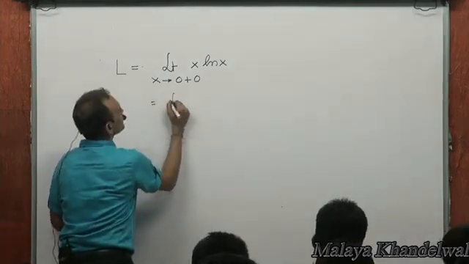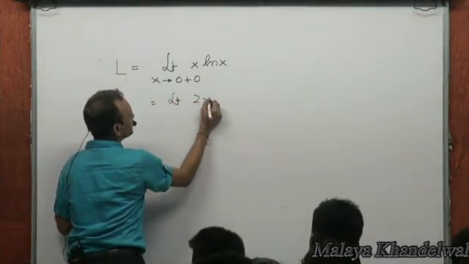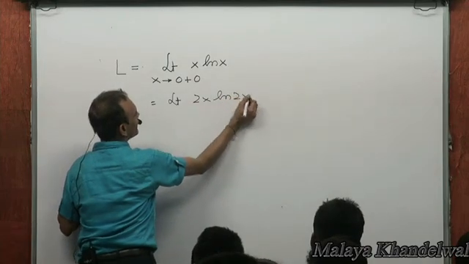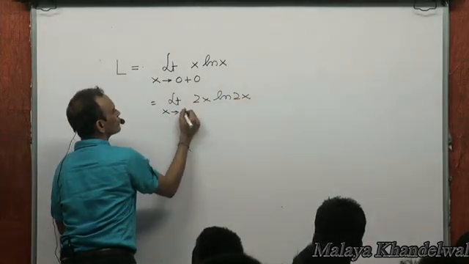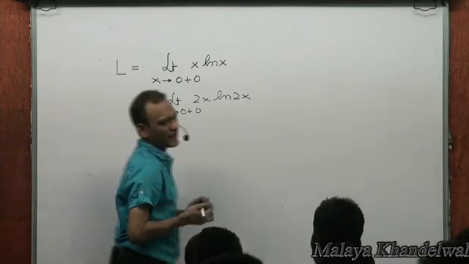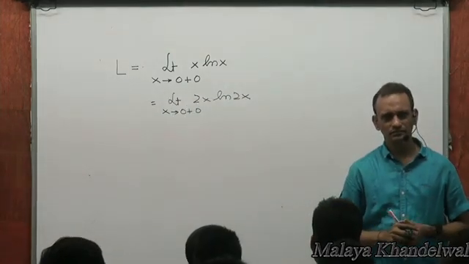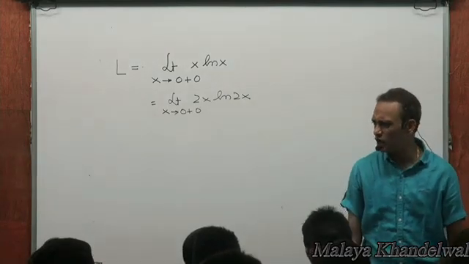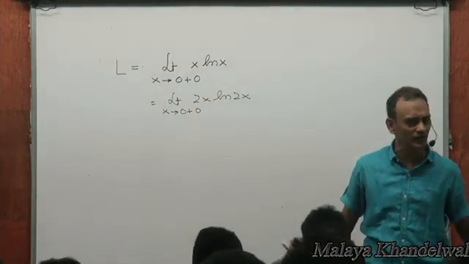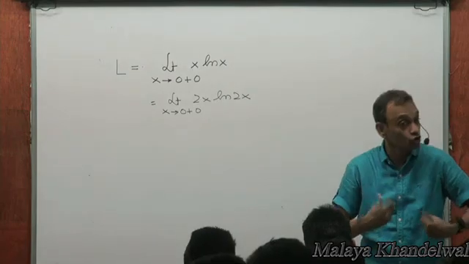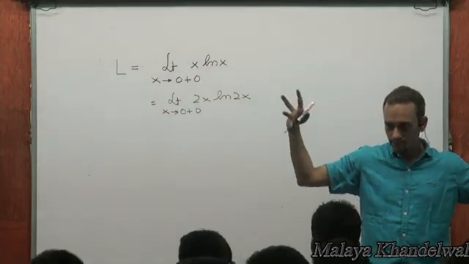Now whether x or 2x, will it make a difference? ln 2x as x tends to 0. Replacing x by 2x, the limit will not change. Or replacing x by 3x, the limit will not change. Or replacing x by 2, the limit will remain the same, as long as I have done that uniformly throughout. Right?